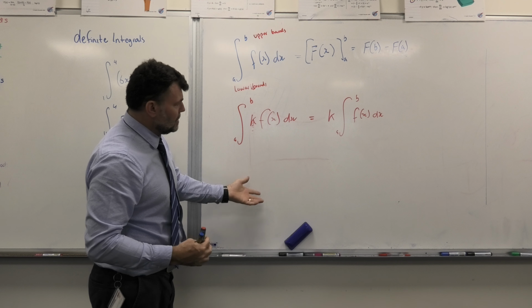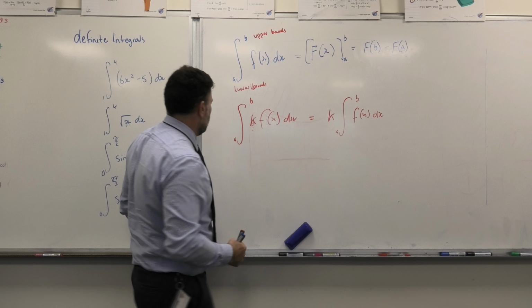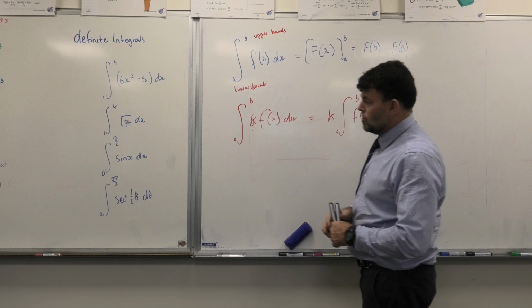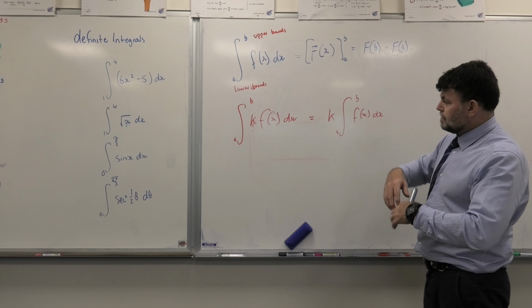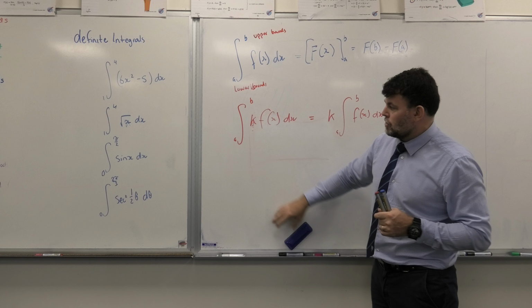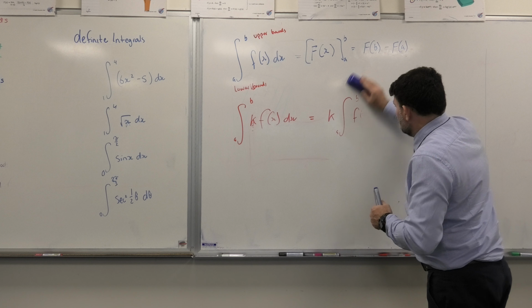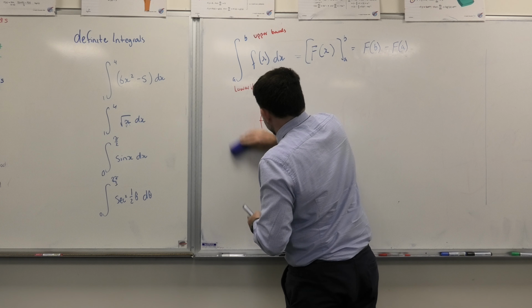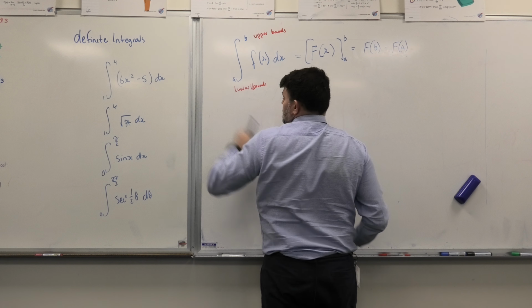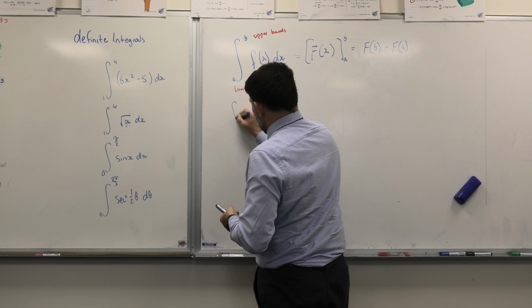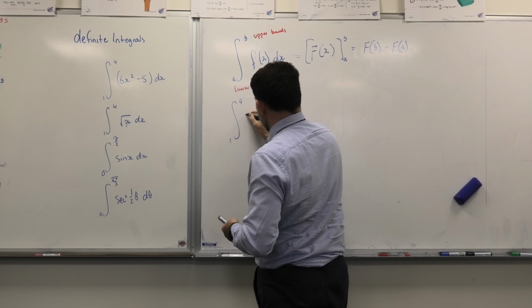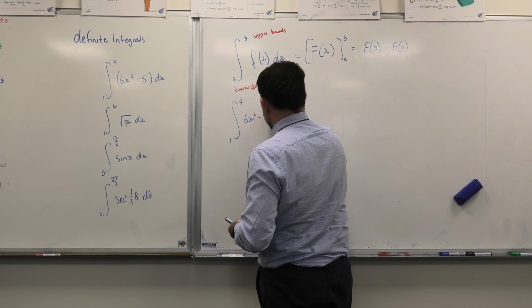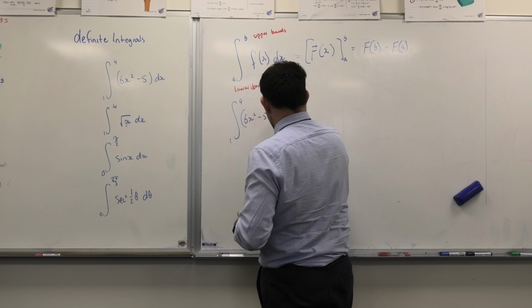So when we start looking at this, we're going to have a look at an example where we integrate in terms of the function instead of the constant. So let's get into an example. I've got some examples on the board over here. Let's do the first one. We've got the integral from 1 to 4 of 6x squared minus 5 dx.